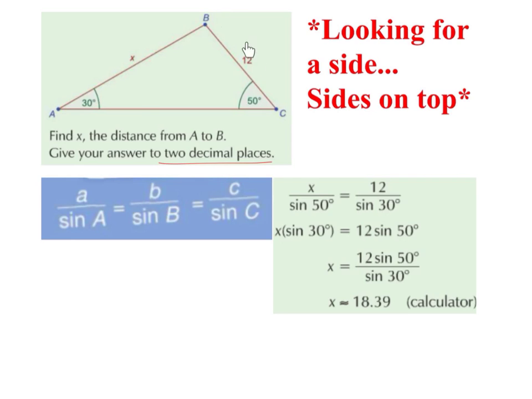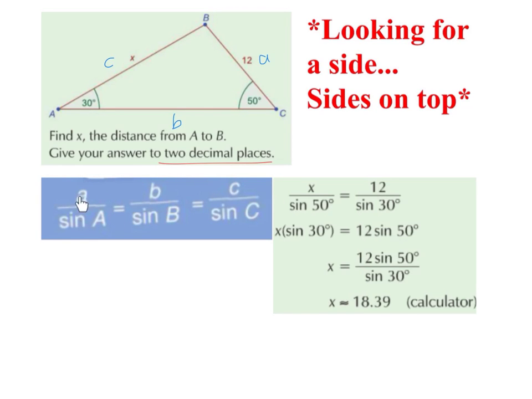Since this side here, side BC, is looking across at angle A, which is 30 degrees, we're going to label the 12 as lowercase a. Since this side here, that's labelled as X, is looking across at angle C, we're going to label this side as lowercase c. And since this side, AC, is looking across at angle B, we're going to label this side as lowercase b.